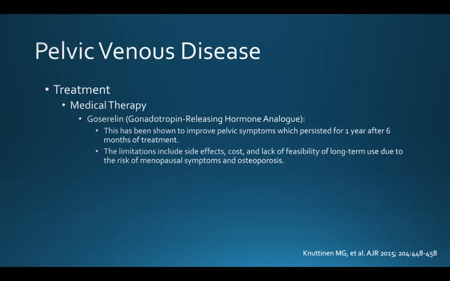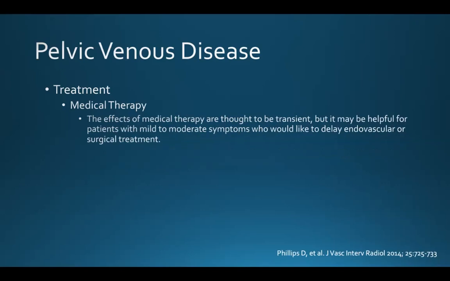Gonadotropin-releasing hormone analogs have been used as well. They've been shown to improve pelvic symptoms, and this effect can last for 1 year after 6 months of treatment. But there are limitations due to side effects, cost, and the lack of feasibility of long-term use due to the risk of menopausal symptoms and osteoporosis. The effects of medical therapy are thought to be transient, but it may be helpful for patients with mild to moderate symptoms who would like to delay endovascular or surgical treatment.